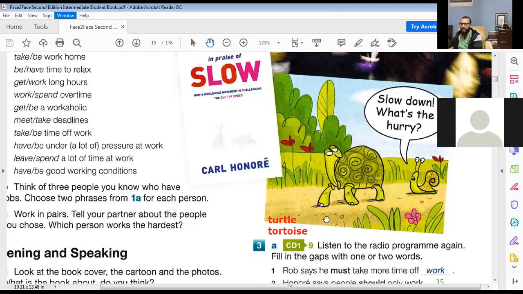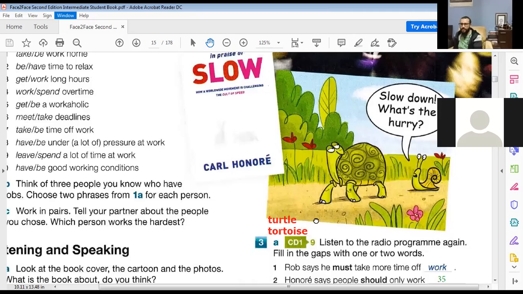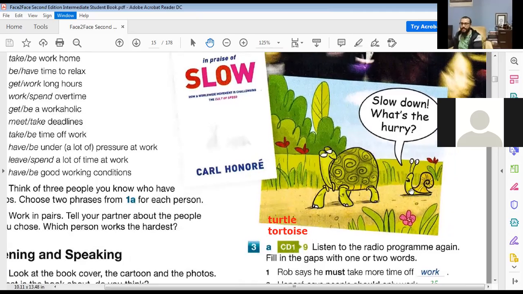And the small animal, what is it called? I don't know. Snail. Snail. I know it in Arabic, but I don't know it in English. Yes, it's a snail. But if it's cooked, you don't call it snail. You call it escargot, because the French like to eat it.